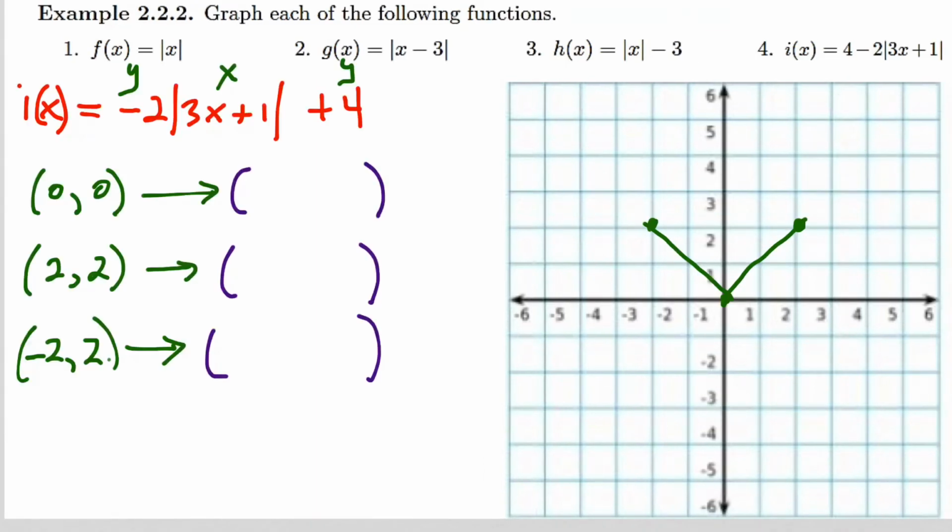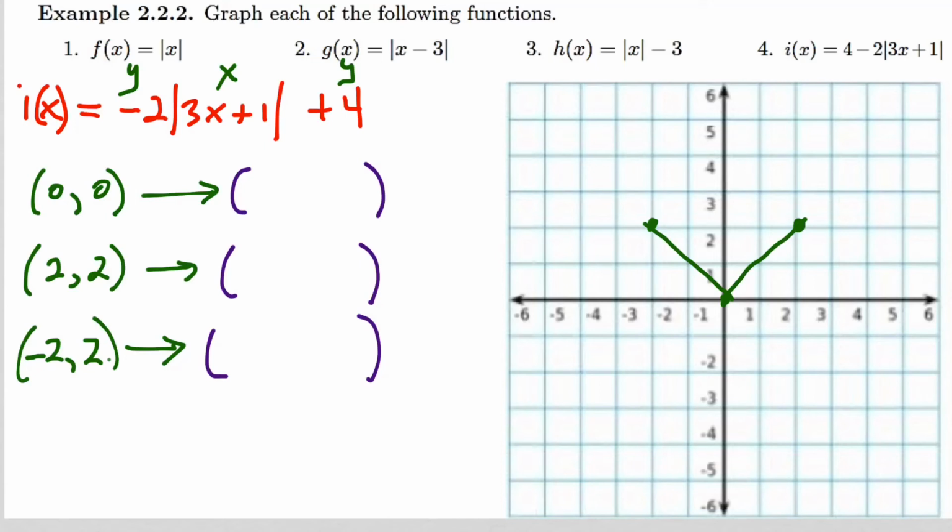Okay, so on the last one, we're going to do some translations here of 3 points, the points (0, 0), (2, 2), and (-2, 2). These 3 points, so you want one of the points to be the vertex so you can get the shape in there, and then one to be symmetrically opposed to the other one on each of these linear sides of the V. All right, so let's do the x's first.